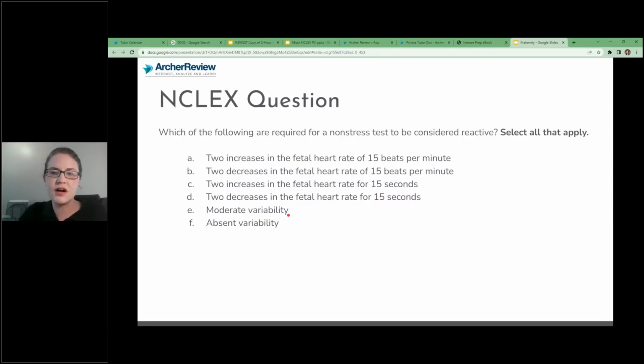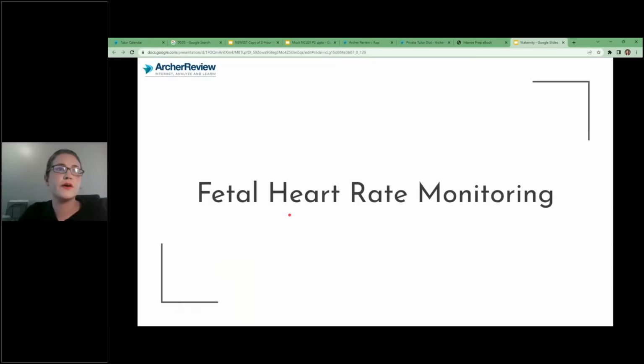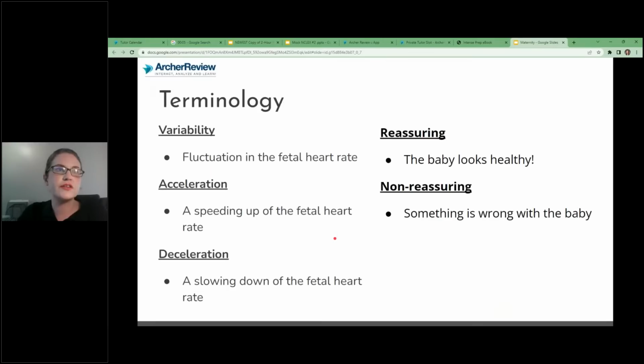And remember, fetal heart rate monitoring is done over a longer period of time, and we're going to talk about that next. With a non-stress test, all we look for is: are there accelerations or aren't there? All right. So I told you we do fetal heart rate monitoring next, and that's exactly what we're going to do. So fetal heart rate monitoring, there's some terminology you want to know first.